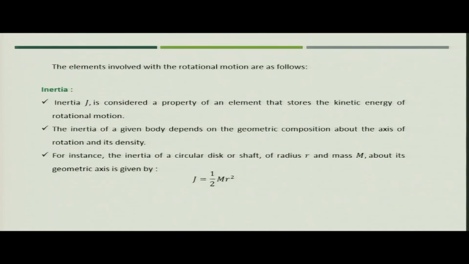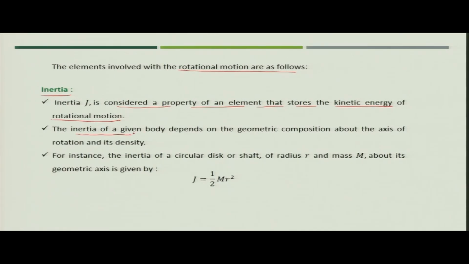Now, the elements involved in the rotational motions are first inertia. So, inertia is considered as the property of an element that stores the kinetic energy of the rotational motion. So, you can correlate it with respect to the mass m which we discussed in case of translational motions. So, here also the inertia is the property of the element which stores the kinetic energy of rotational motion.